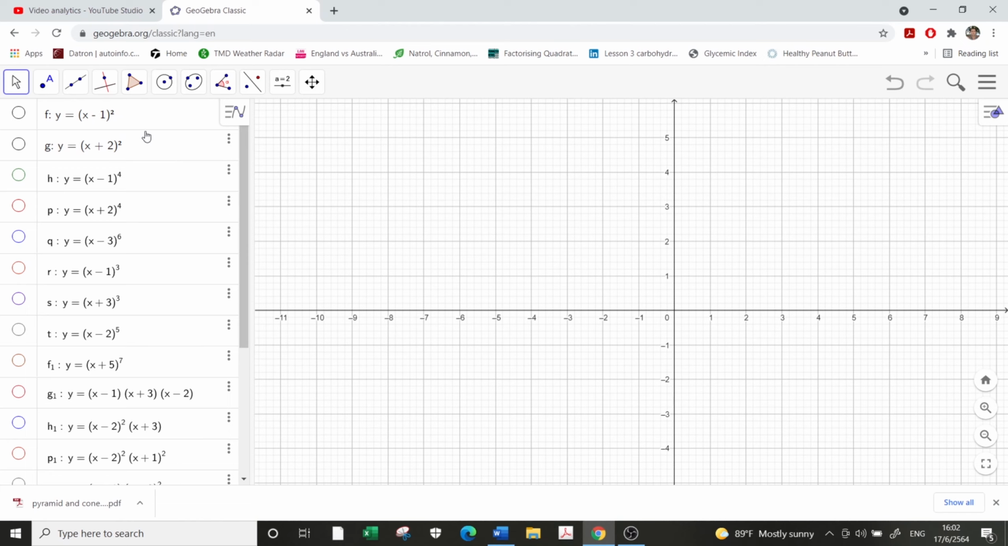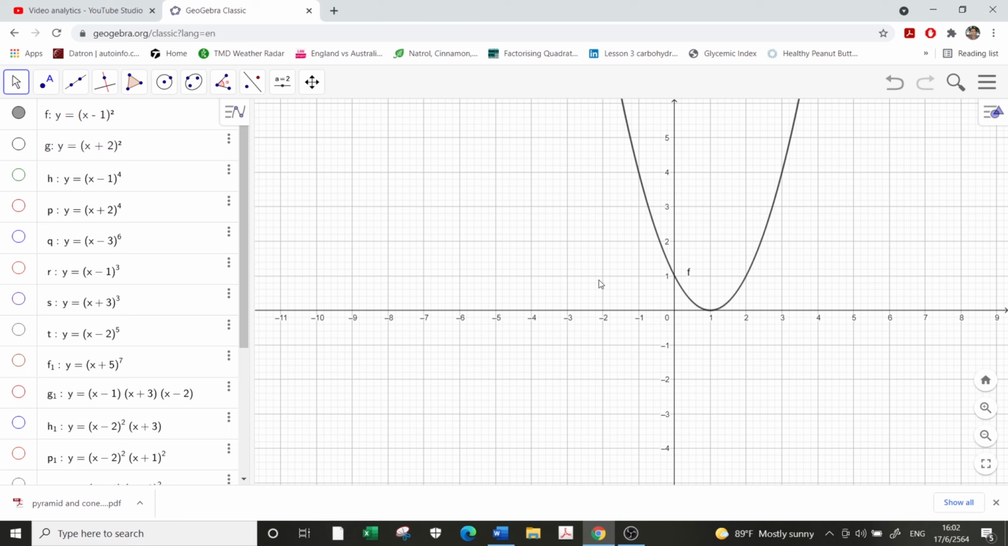In this lesson, we'll look at some graphs of polynomials. In the first set, we have x minus 1 to power 2. We have x plus 2 to power 2. And then another even power, we have x minus 1 to power 4, x plus 2 to power 4, x minus 3 to power 6. So let's look at what these look like.